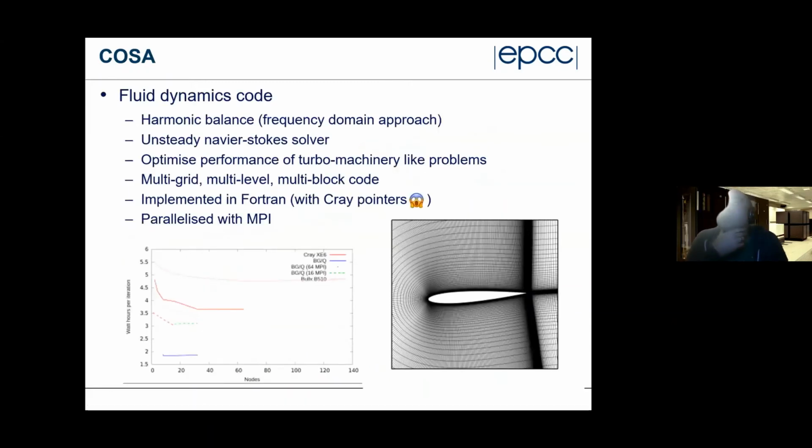So those were for mini apps. We were also interested in full application codes. Sticking with the CFD theme, we had a look at a code which is run locally called COSA, which is a CFD code, but it's a harmonic balance CFD rather than a time domain CFD. Not that that really matters, it's just a slightly different science domain. Interestingly, it's Fortran, but Fortran with clear pointers, and this can be problematic moving between systems, but it was perfectly straightforward to port to the A64FX.